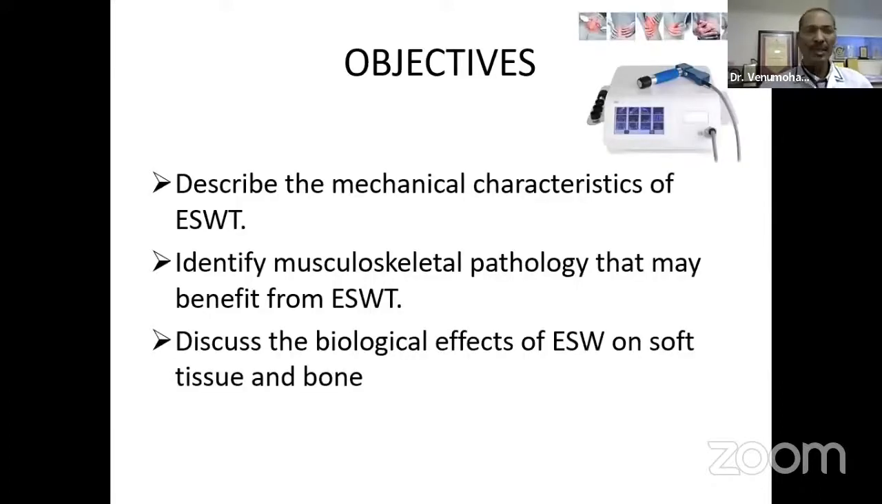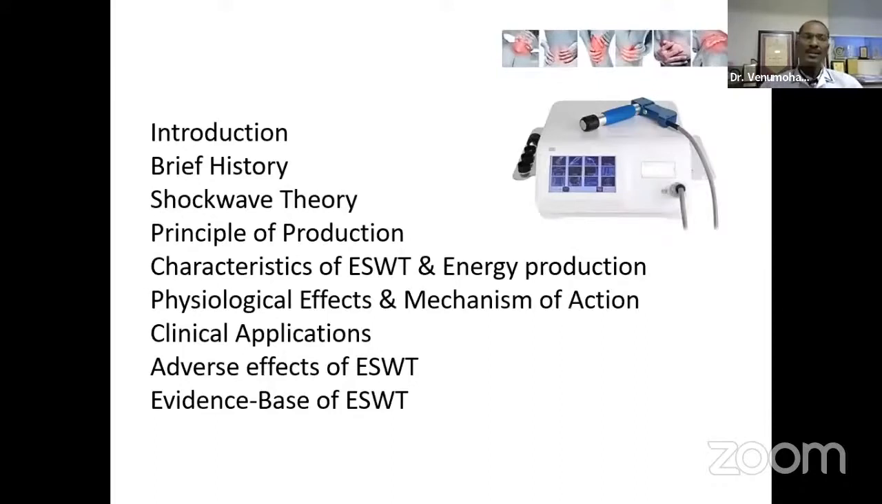So our objectives for today will be to describe the mechanical characteristics of extracorporeal shockwave therapy and to identify the musculoskeletal pathology that may benefit from extracorporeal shockwave therapy. Then we are going to discuss the biological effects of extracorporeal shockwave therapy on the soft tissue and the bony tissue. So we'll start with introduction, history, shockwave therapy production, then characteristics and energy production of it, then physiological mechanism of action, its clinical application, then its adverse effects, and finally, what does the evidence say?